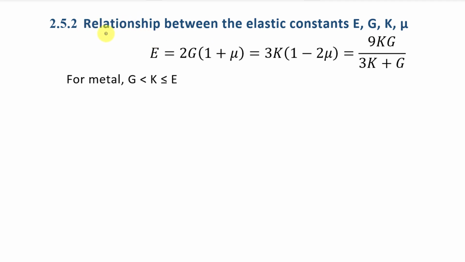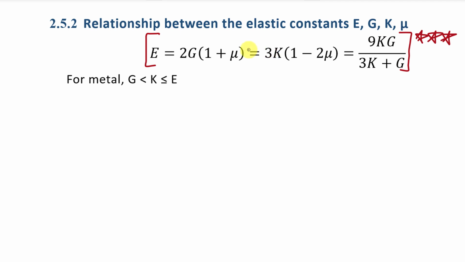Now next is relationship between the elastic constant E, G, K and mu. Here this equation shows the relationship between these four elastic constants. It is very important formula because many times question asked from this equation, right? So must remember this equation. It is simple to remember. E is equal to 2G(1 plus mu) is equal to 3K(1 minus 2 mu) is equal to 9KG divided by (3K plus G).